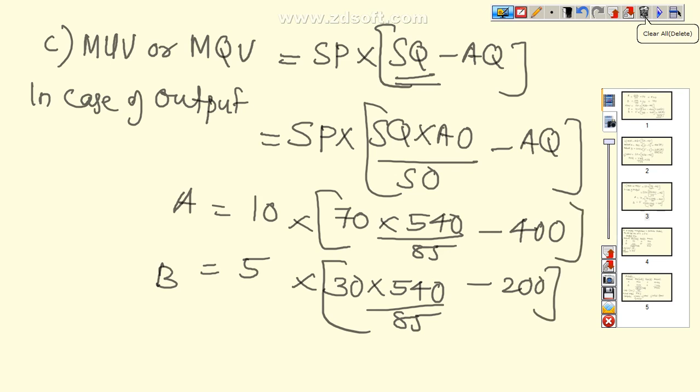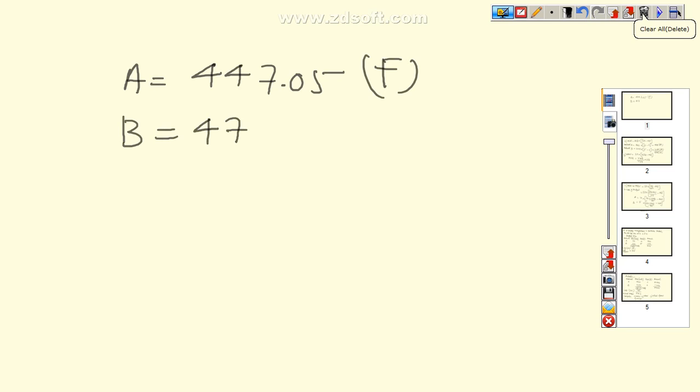And the answer for A material is equal to 447.05, that is favorable, and for B material is equal to 47.05, that is unfavorable. So the final answer is equal to 400 favorable.